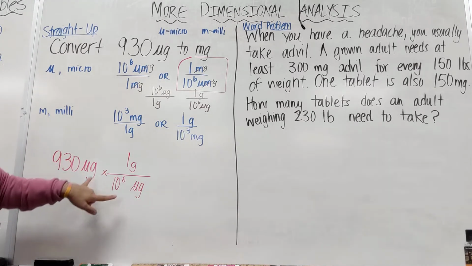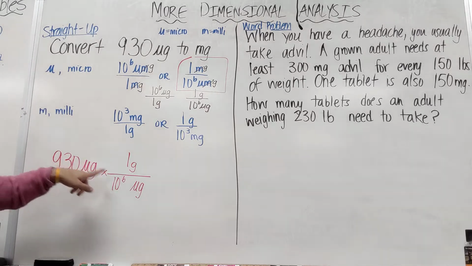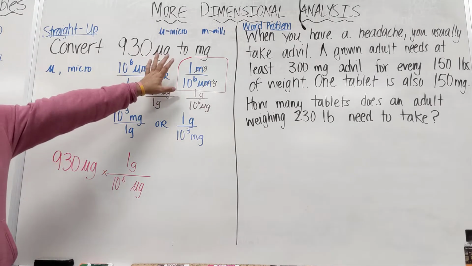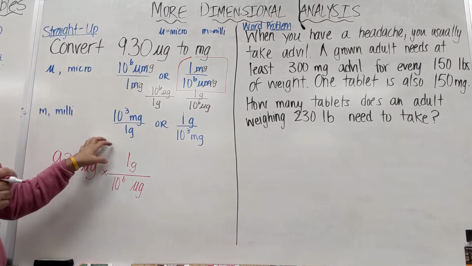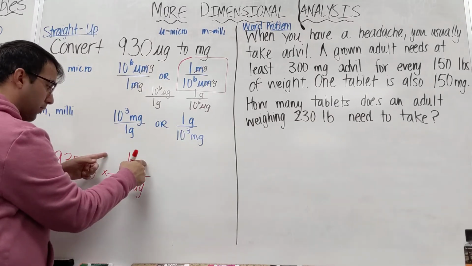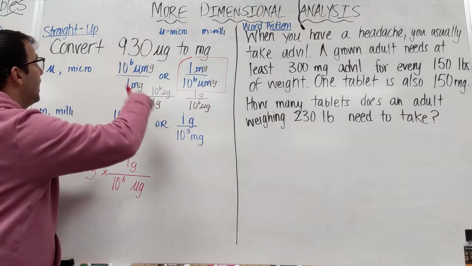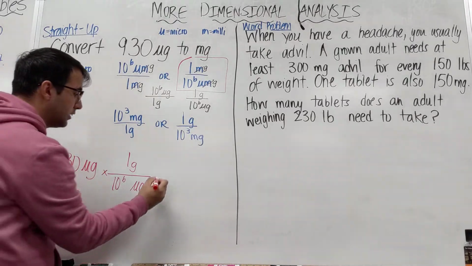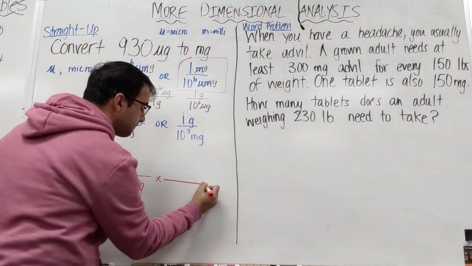Micrograms are good right now: top over here, bottom here. And now I can convert that to grams. I cannot convert it directly to milligrams. I can only convert it to grams. This is going to leave me with grams. I'm not anywhere near milligrams yet, so I need one more conversion factor.